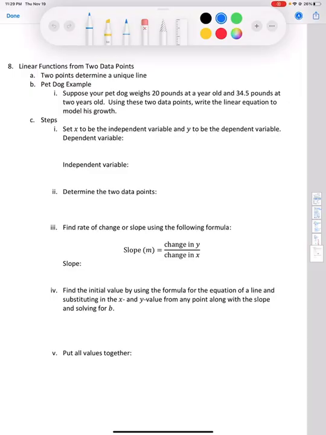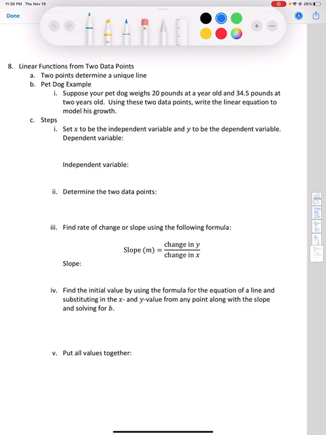In part number 8 here, we're going to do a linear function from 2 data points. You've heard of the old adage that 2 points determine a unique line. Well, that's true. So we're going to find 2 points, and then we can draw our line from it. What's great about this problem is that we're going to tie it to a context. Suppose your pet dog weighs 20 pounds at a year old and 34.5 pounds at 2 years old. Using these 2 data points, write a linear equation to model its growth.